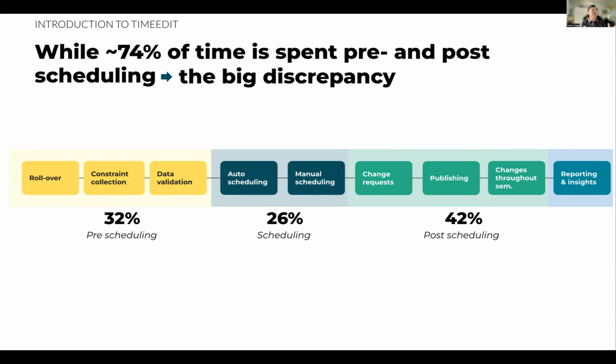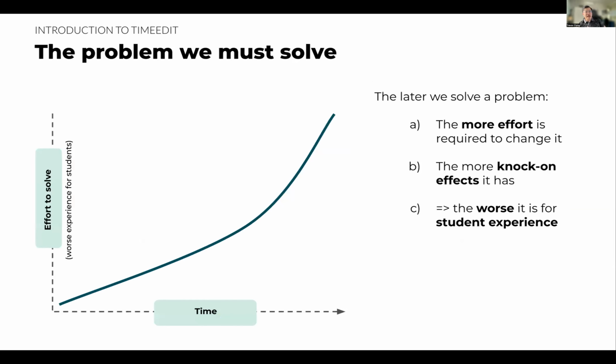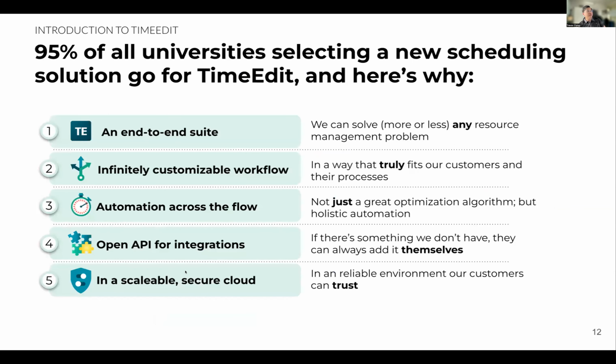Now, we are trying to really optimize this entire workflow because we recognize that a lot of time is utilized at the pre and post scheduling side, all right? And therefore, one of TimeEdit's missions, I wouldn't say its mission in life, is to settle the problem before it becomes very complicated. So basically, we try to solve the problem before it gets into a later stage. And how do we do that? We provide 5 key elements.